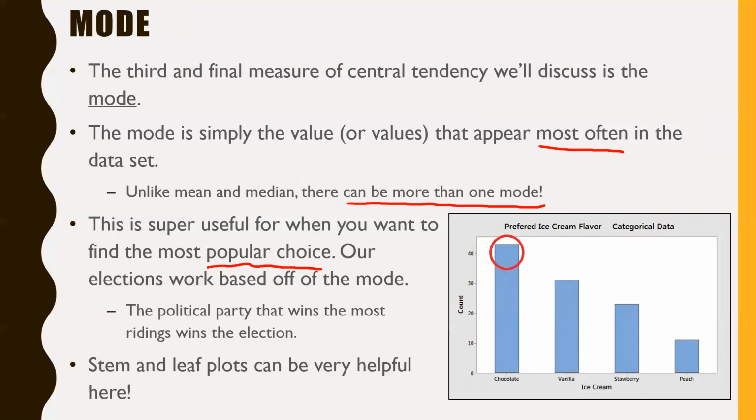So it really is the mode of that data set, the data set being all the ballots submitted in an election. Another thing, just to let you know, stem and leaf plots, which we learned about last class, can be very helpful here as well, because a stem and leaf plot is a visual way of organizing data, and you can more clearly see which numbers appear most often.